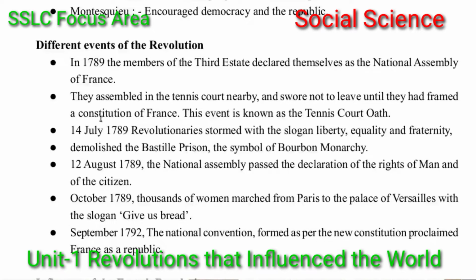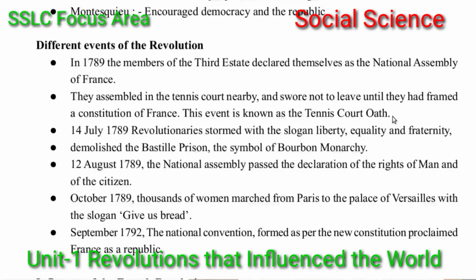In 1789, the members of the Third Estate declared themselves the National Assembly of France. We know in French society there are three estates: First Estate, Second Estate, and Third Estate. The Third Estate assembled in a nearby tennis court and swore not to leave until they had framed a constitution for France. This event is known as the Tennis Court Oath.